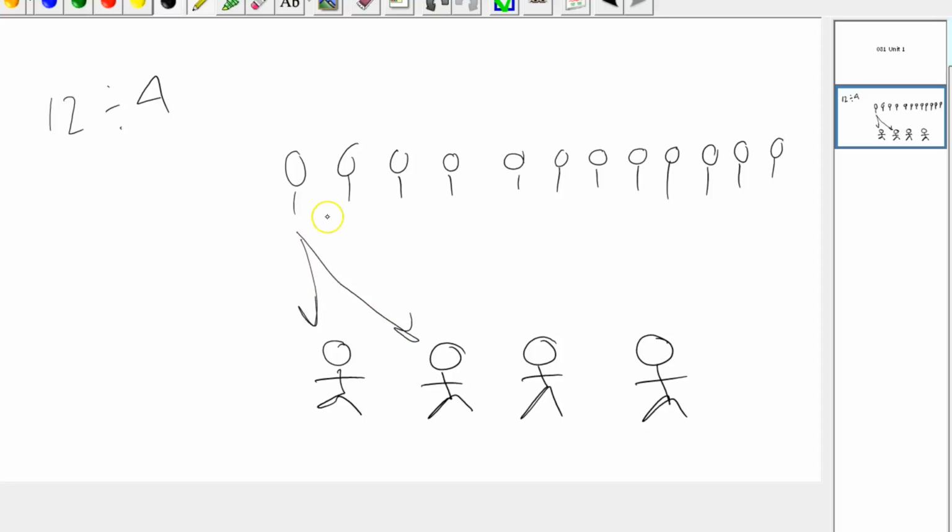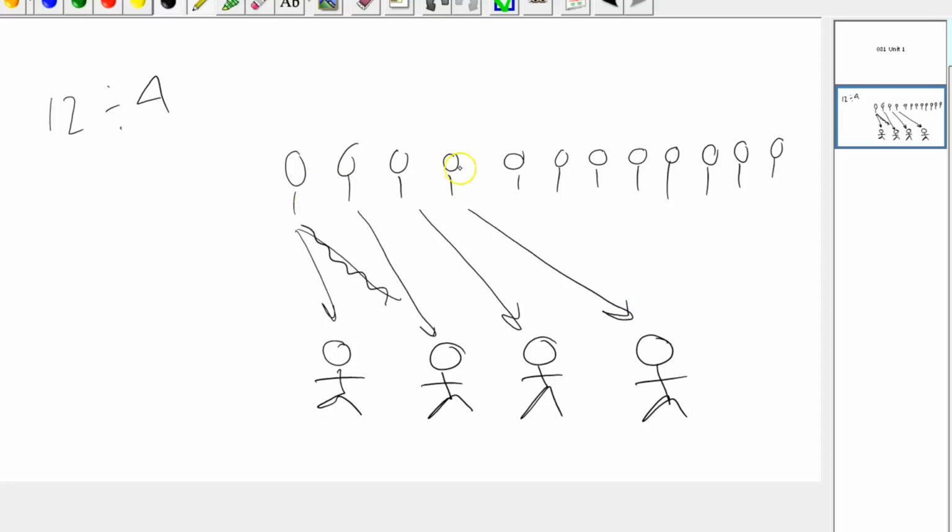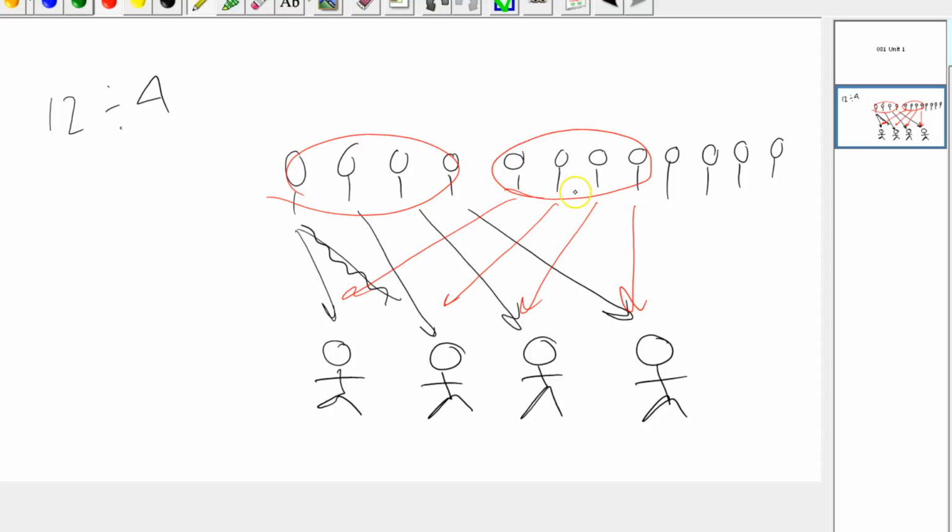you could actually think of dealing out the lollipops to the friends, one at a time. Okay, so there are those 4 lollipops. That's 1 for each friend. Then you move on to the next 4 lollipops. So this is 1 per friend, now each friend has 2, and here each friend has 3.